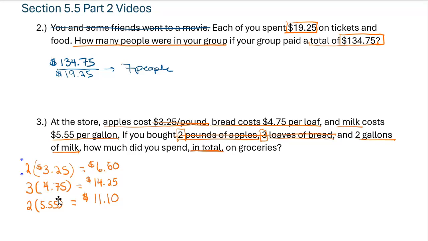This gives me the individual costs for each item type, and then to figure out the total, I need to just add all those together, which I am now going to do. I get my $6.50 plus $14.25 plus $11.10, and that gives me a total of $31.85.